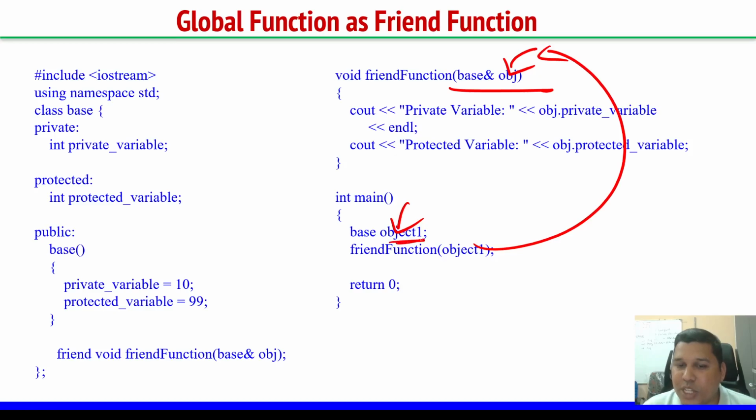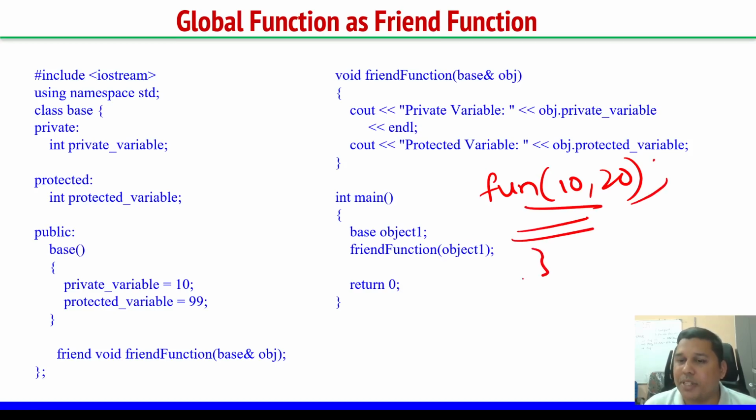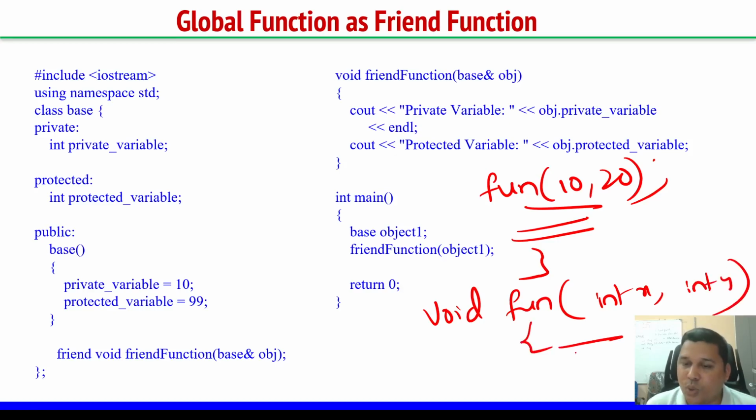This object one's copy is obj. In the function call fun, you write 10 comma 20 and you close it. Then you write some statements and close. Then you will write here void function int x comma int y, and you do some operations here. See, 10 is copied here, 20 is copied here. This we already know very well.